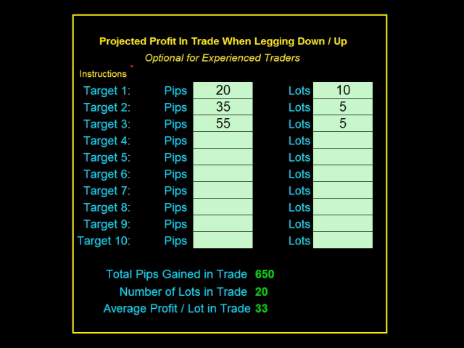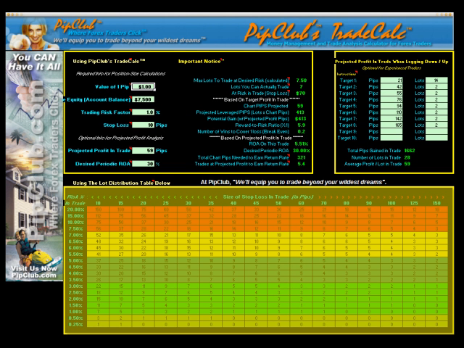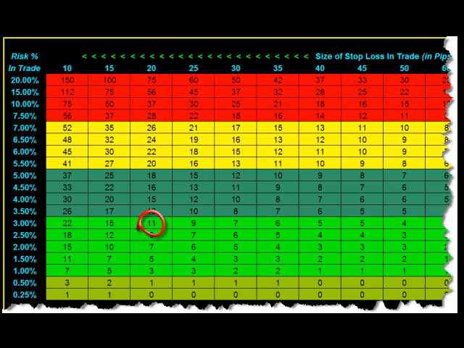The bottom part of TradeCalc is literally just a lot distribution table. And again, it incorporates the value of the pip and the core equity you entered above in TradeCalc. And it's going to show you with varying stop losses across the top of the table and varying risk percentages down the side of the table how many lots you can place in a trade. And it's also a handy table to show you and to point out that for the same number of lots, when you increase your stop loss, how you drastically increase your account's risk in the trade.